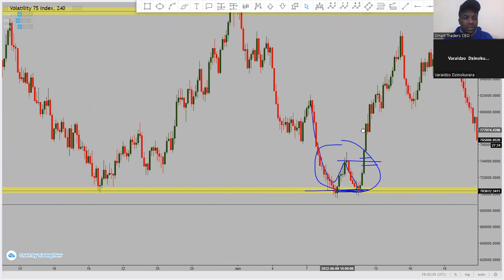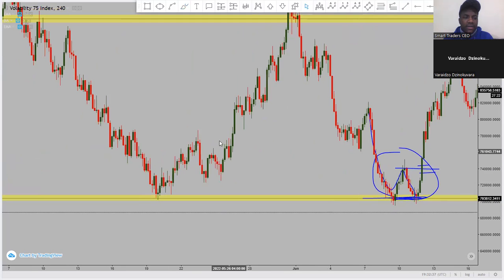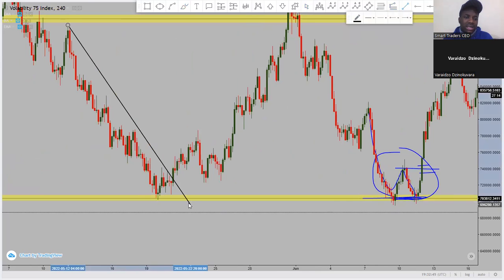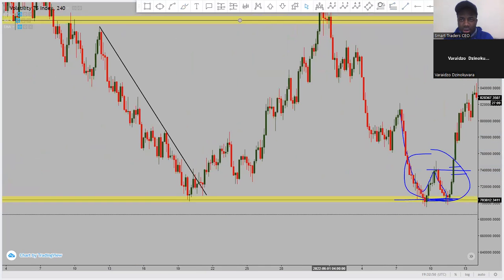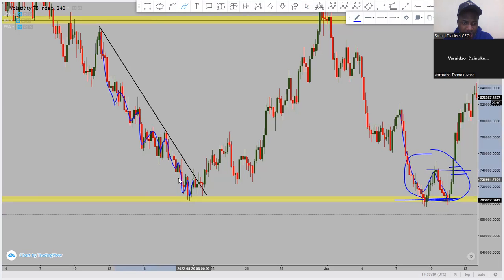Even here, you can also draw trend lines. Besides trend lines, you can also look at the market structure. Simply looking at the market structure, you realize that price was moving lower high, lower low, lower high, lower low, repeatedly. So now it came back to the lower high, which is this area.